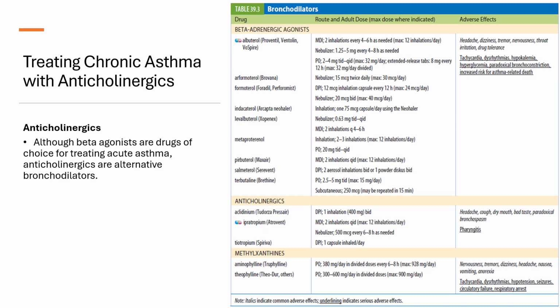For your anticholinergics. Anticholinergics block the parasympathetic nervous system. Again, they are anticholinergic blockers. They are alternative bronchodilators for patients who are unable to tolerate the beta-2 adrenergic agonists.